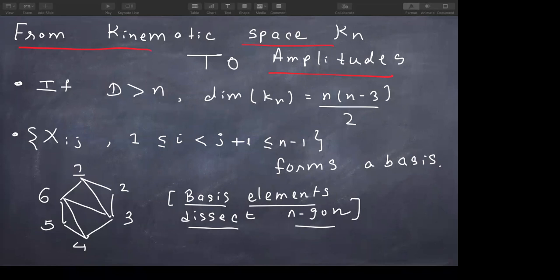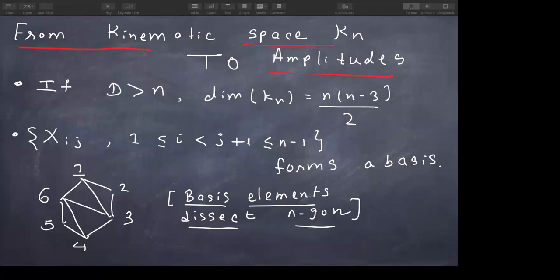There is no constraint between the xij's; they are just independent, and you can easily do a counting to see that they are equal to n into n minus 3/2. So they form a basis for this kinematic space, as long as the dimension of spacetime is larger than the number of particles. But this is an assumption that won't make a difference in the end, because tree-level amplitudes for scalars are agnostic to the dimension of spacetime.